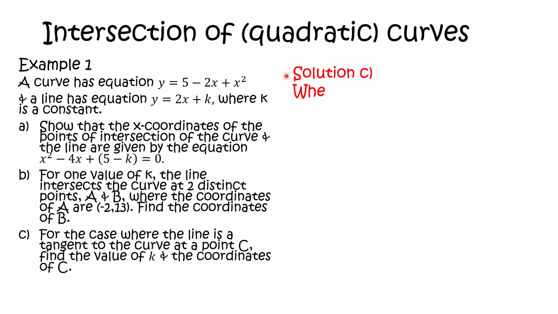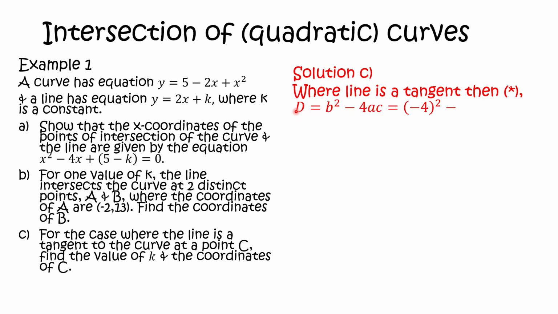We move on to solution C, where the line is a tangent, then the discriminant is equal to 0. So we take that equation we had, equation star, taking the a, the b, and the c terms, we are going to get that 4k is equal to 4, implying that our k is equal to 1.